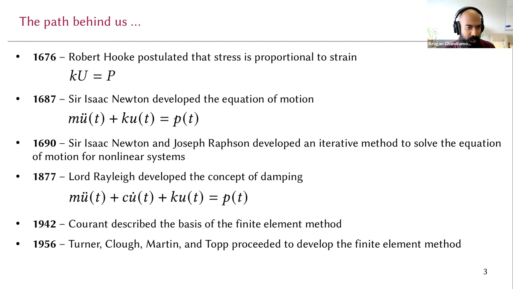About a decade later, Sir Isaac Newton developed the equation of motion, where he took the same equation, Ku equals P, but said now the force can be time varying, that is, it can be a dynamic force. And if you have a dynamic force, you need to add that inertia term, which is the mass times the acceleration. That was the original equation of motion. And in 1690, Sir Isaac Newton and Joseph Raphson developed an iterative method to solve that equation of motion for nonlinear systems. That is the method we now commonly know as the Newton-Raphson method, which is ubiquitously employed to solve that equation of motion.